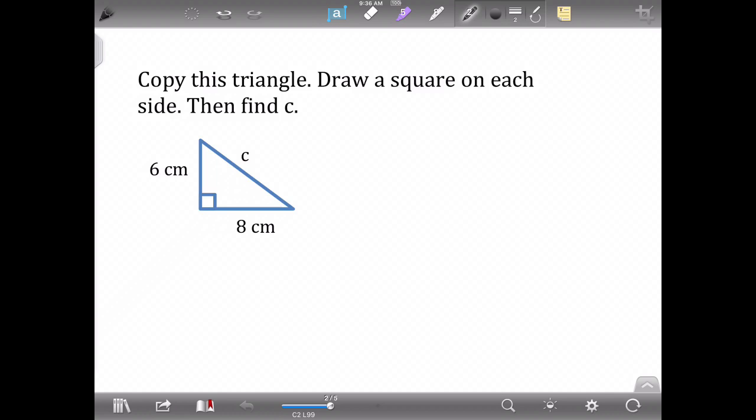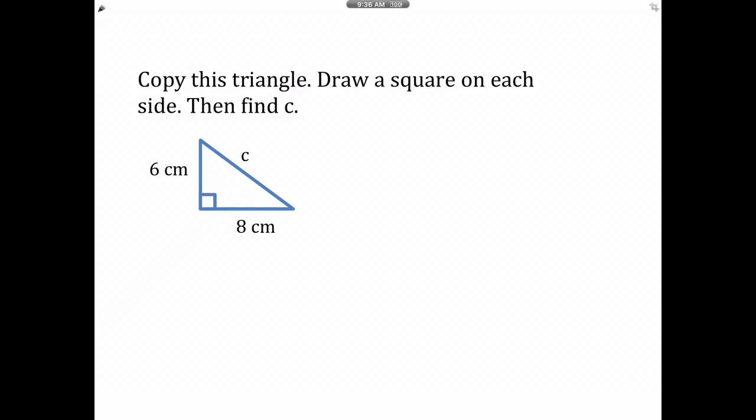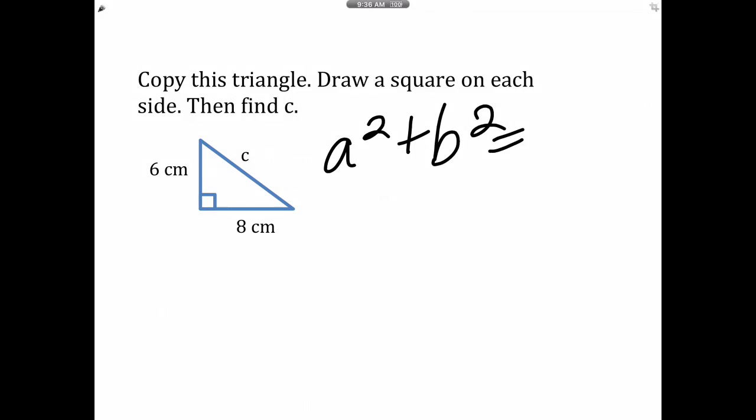You should have watched the Math Antics video. So we know that the formula is a squared plus b squared equals c squared. Remember, always c squared is the hypotenuse, or the longest side of the triangle. Remember, the Pythagorean theorem is for right triangles. That's how we can find the distance for the hypotenuse.